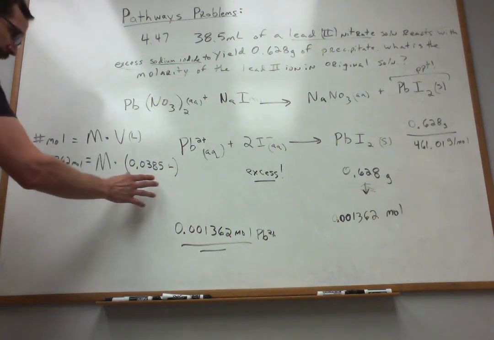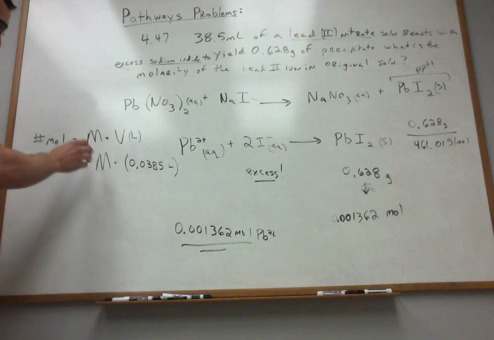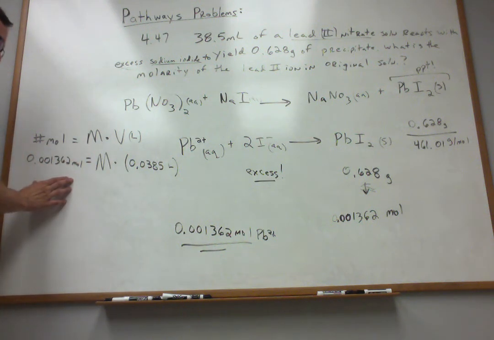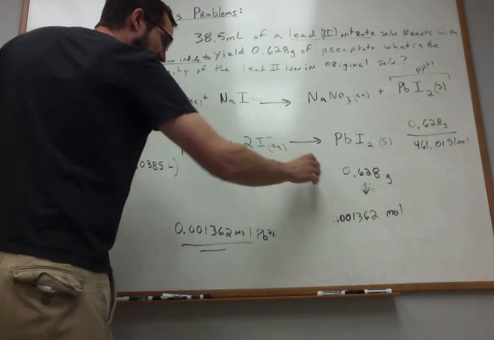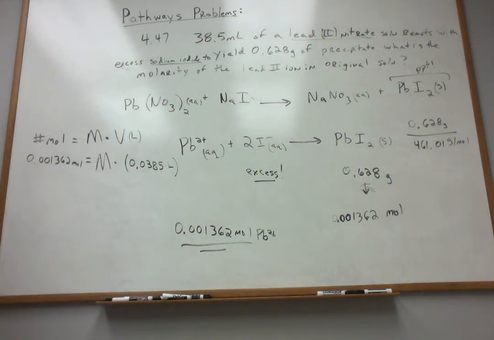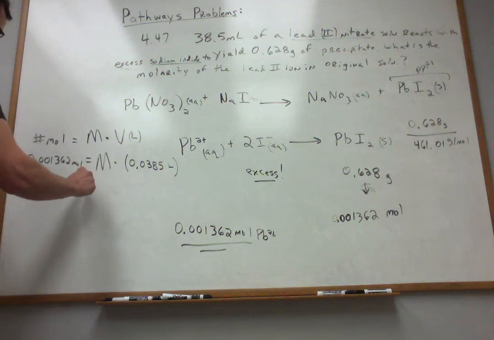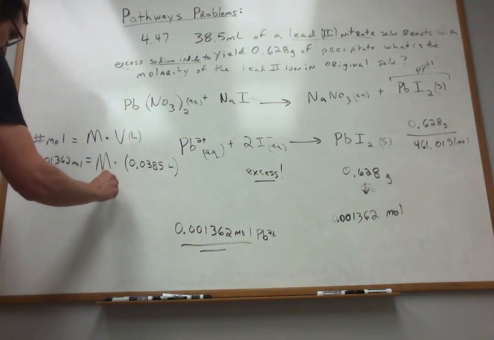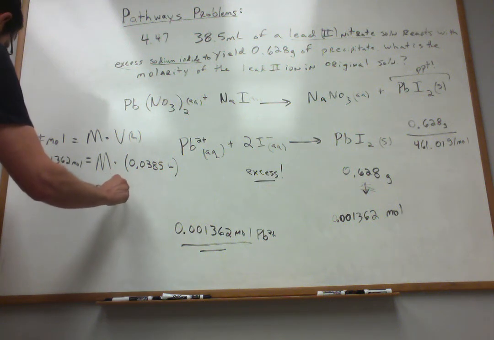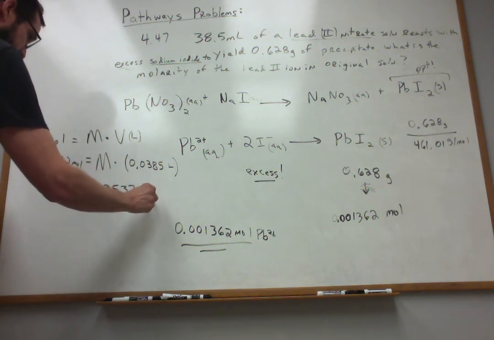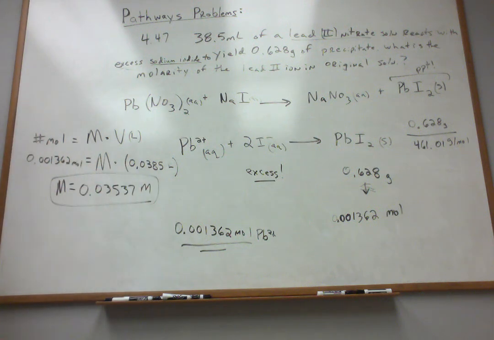And that makes sense. I have 38.5 milliliters of my solution. There's a certain molarity. The number of moles that were used to make this stuff has to come from that solution. So this is kind of like a conservation of mass type of thing. But of course the beautiful thing about this now is that I've got one equation with one unknown. I can rearrange and solve for the molarity of my solution as 0.035337 moles per liter. That has to be the molarity of the lead ion in that original solution to make this work out.